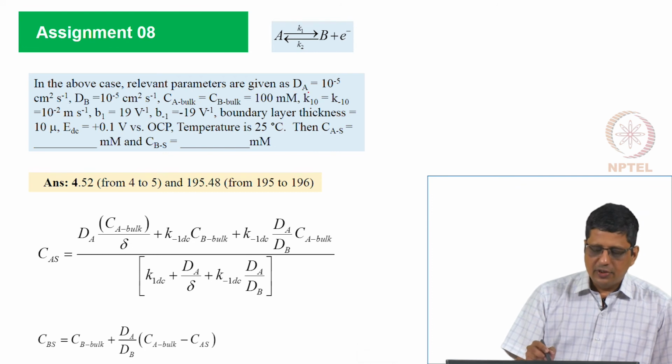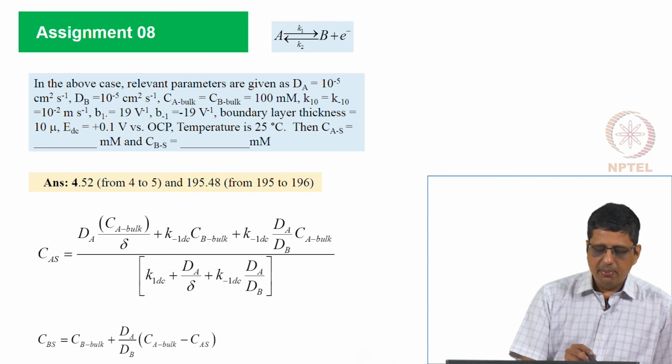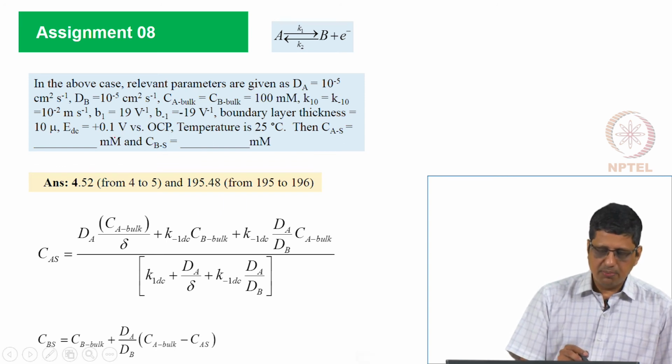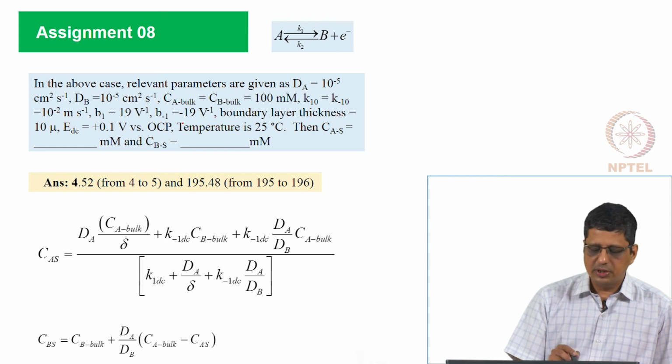You are given the value of diffusivity dA and dB, they are equal. Concentration of A and B in the bulk are 100 millimolar. K10, K minus 10 values are given, B1 and B minus 1 values are given, and you are given a boundary layer thickness of 10 micron. DC potential is plus 0.1 volts with respect to open circuit potential. You are given the temperature, you are asked to find the concentration of A and B on the surface in millimolar.